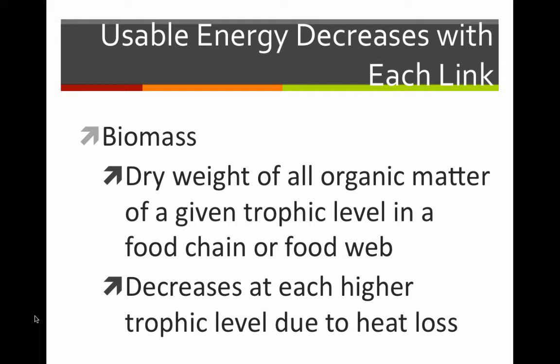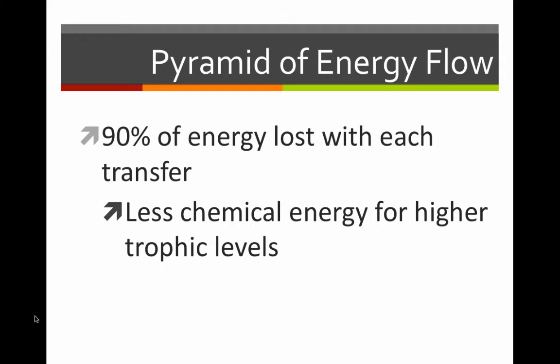And so that's why we were calculating biomass in our owl pellet lab, because biomass is the dry weight of all the organic matter in each given trophic level in a food chain or a food web. And so as you go higher up, you're going to lose a lot of that energy. Please excuse the bell. So the pyramid of energy flow shows the 10% rule. 90% of energy is lost in each transfer. And so there's less chemical energy for higher trophic levels, which makes sense.